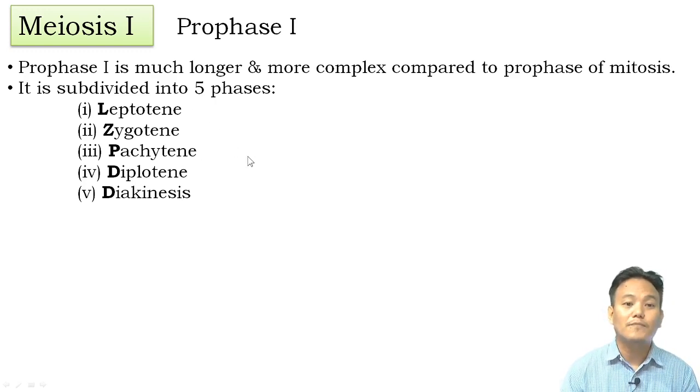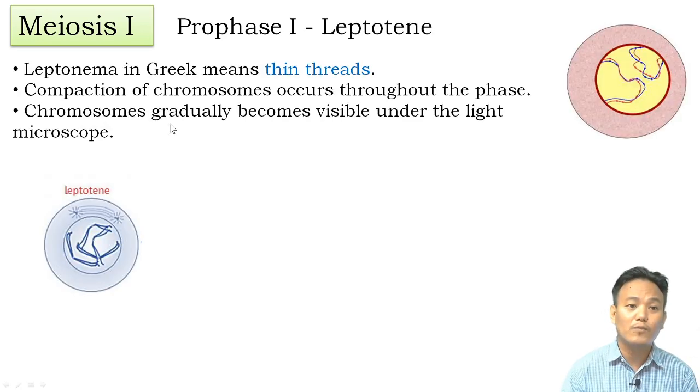Okay, so one by one, first leptotene, the first subphase of prophase 1. Leptotene is also called leptonema. Leptonema in Greek means thin threads. So why is it called thin threads? Because the chromatin materials are just starting to become condensed, just starting to get supercoiled into chromosomes.